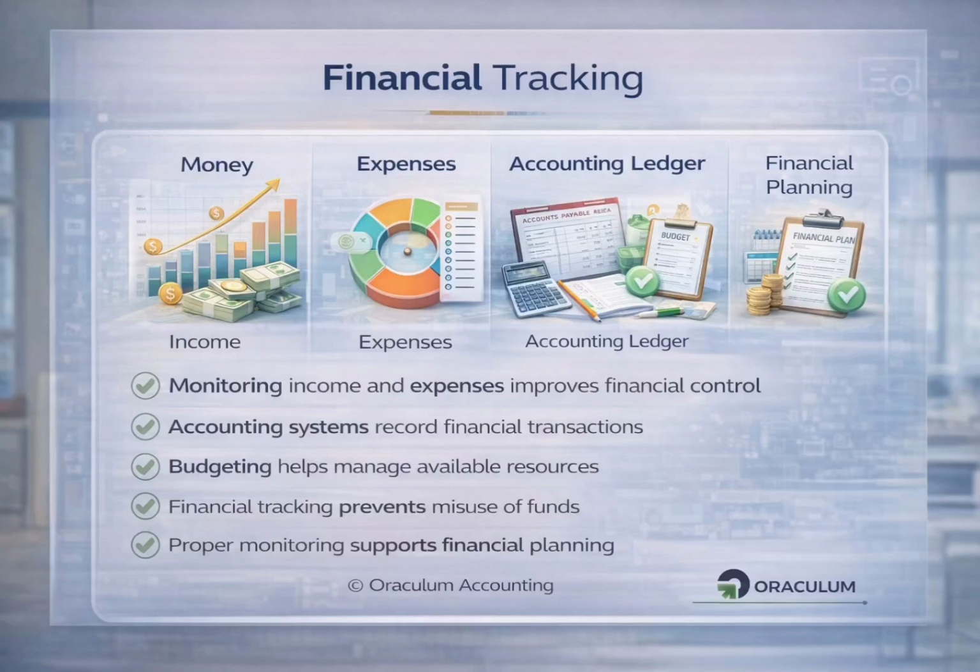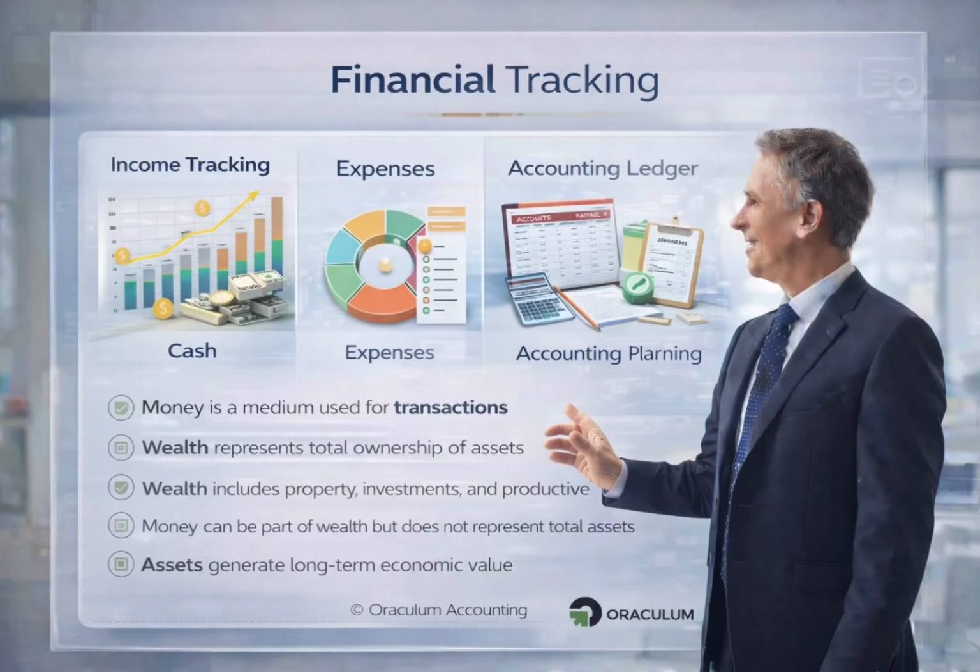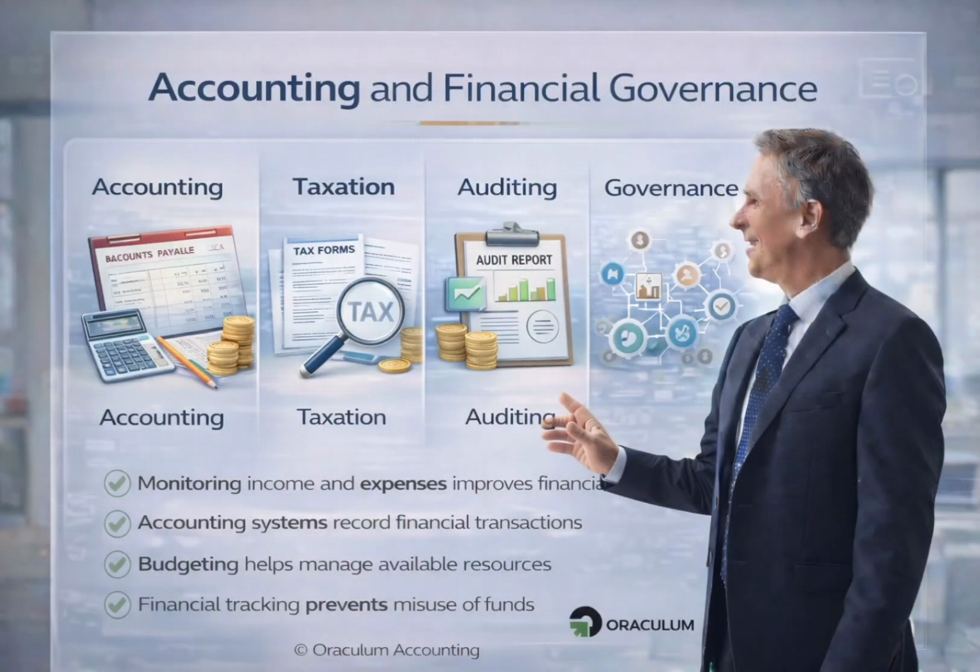The life cycle begins with the creation of money through central bank issuance and commercial bank lending. Money then enters the economy through salaries, government spending, business payments, and credit expansion. It circulates through consumption, investment, savings, and taxation. Throughout this process, accounting systems record transactions, financial institutions manage the flow, and regulators monitor financial stability.